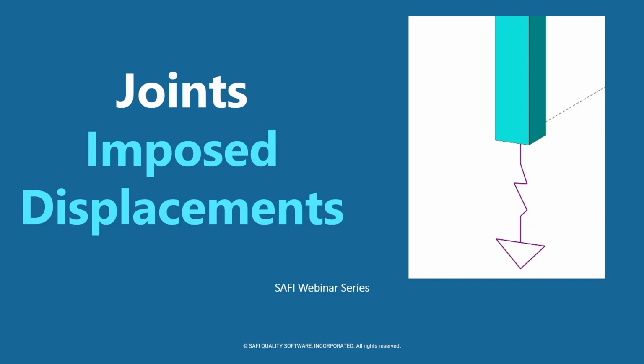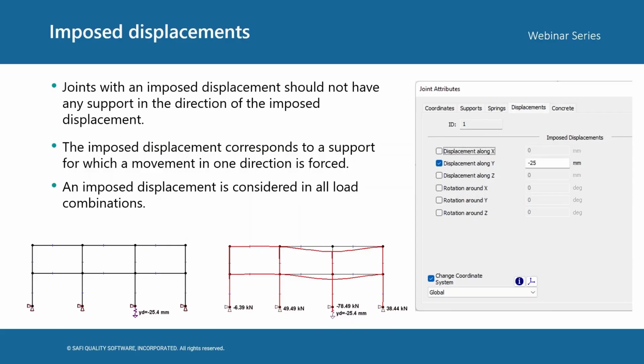In this video, we are going to have an overview of the impose displacement command. Impose displacement can be defined using the joint attributes command. Joints with an imposed displacement should not have any support in the direction of the imposed displacement. The imposed displacement corresponds to a support for which movement in one direction is forced. It is important to keep in mind that an imposed displacement is considered in all the load combinations.